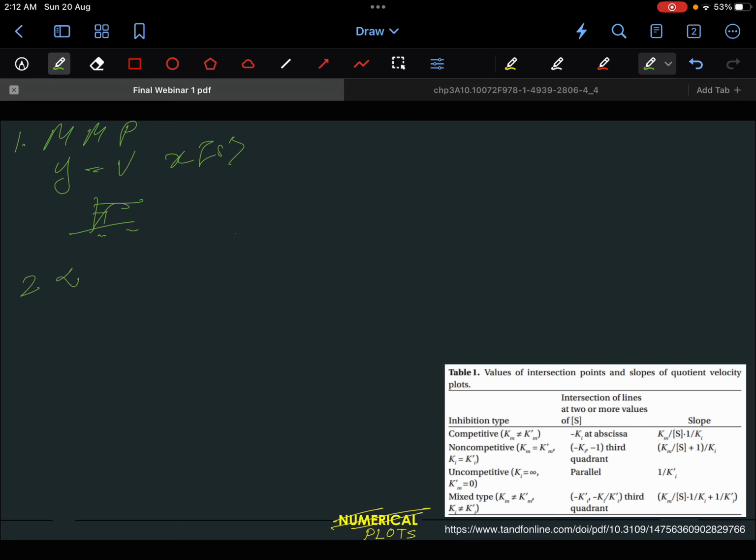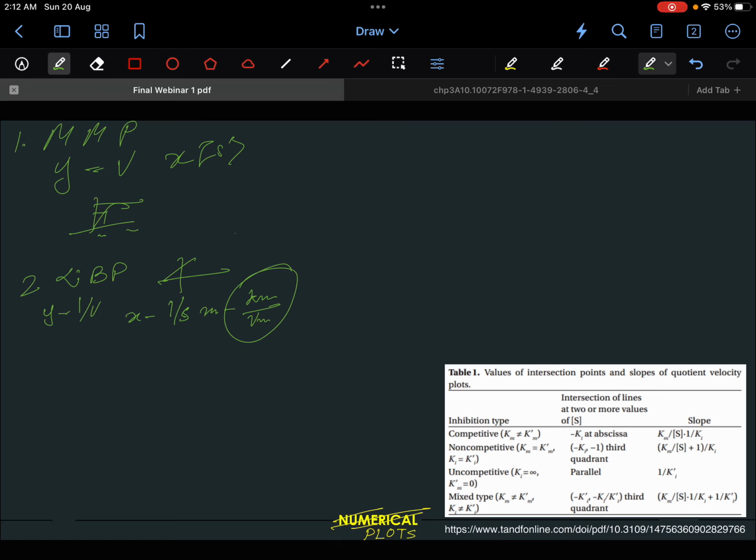And for Lineweaver, the double reciprocal plot is also known as the Lineweaver-Burk plot. Okay, Lineweaver-Burk plot. What is this? This is like this. So what is the value of y? Y is equal to 1 by v. And what is the value of x? X is equal to 1 by s. And what is the value of m? M is Km by Vmax, right? This is why it is important, Km by Vmax.